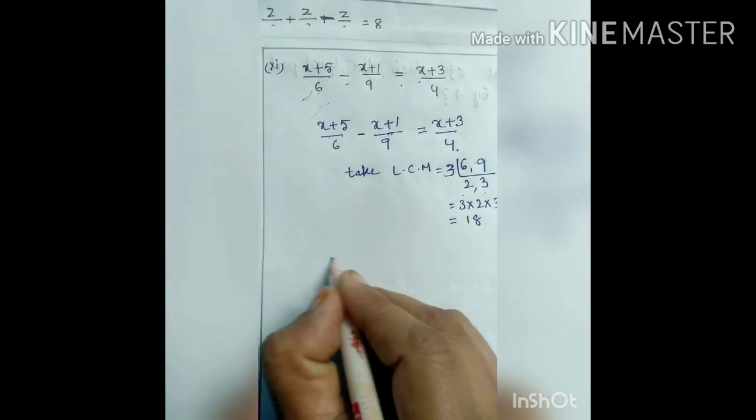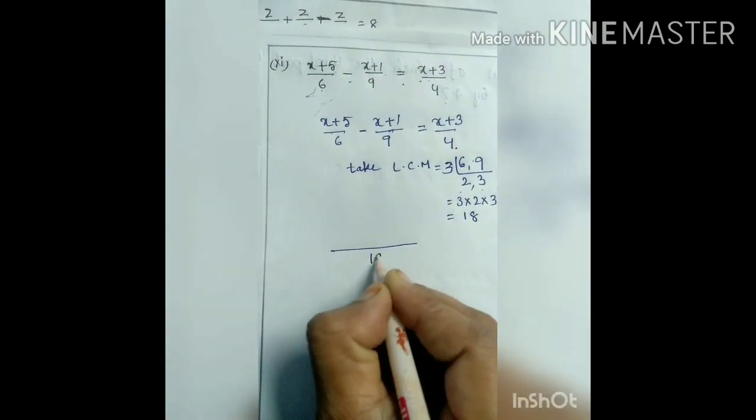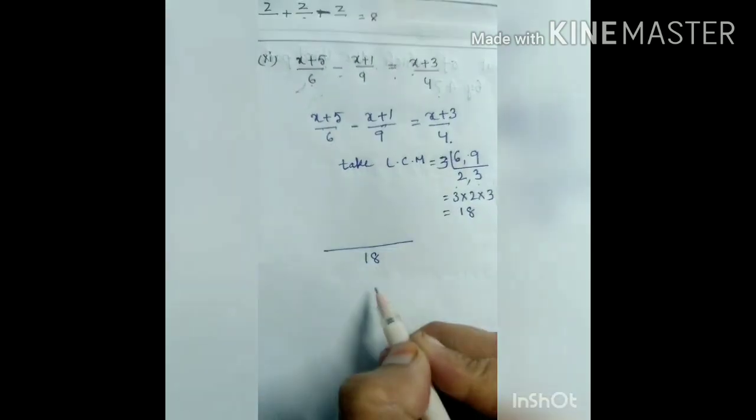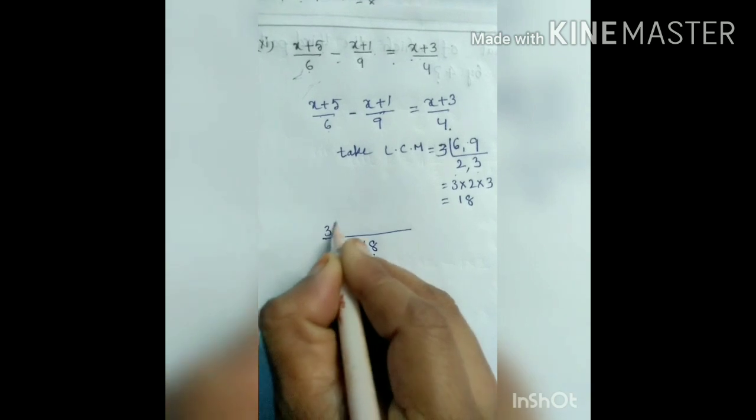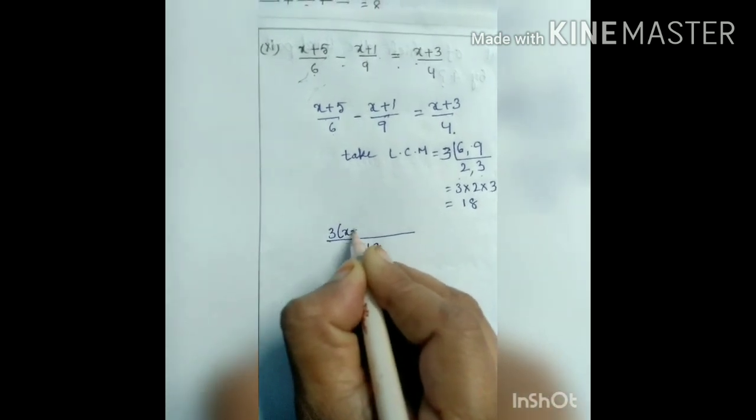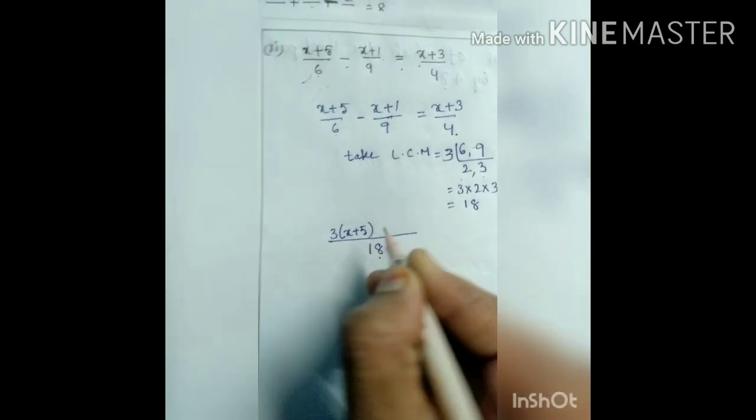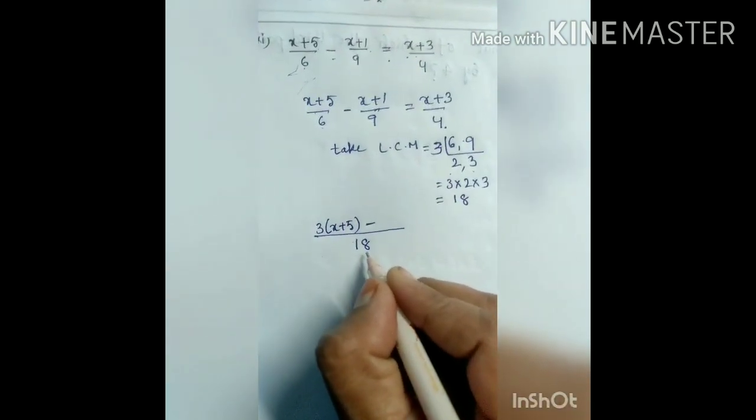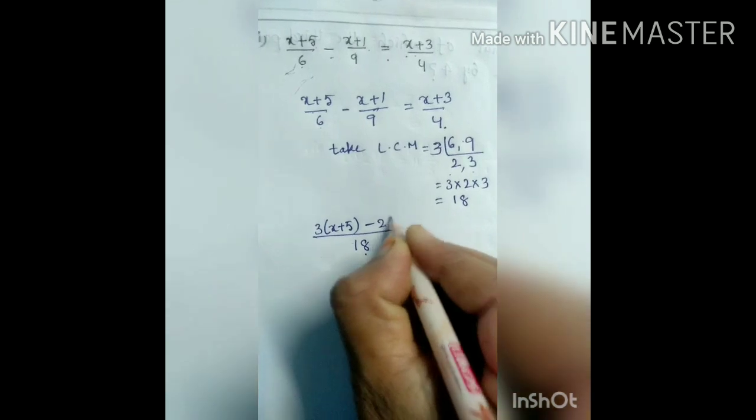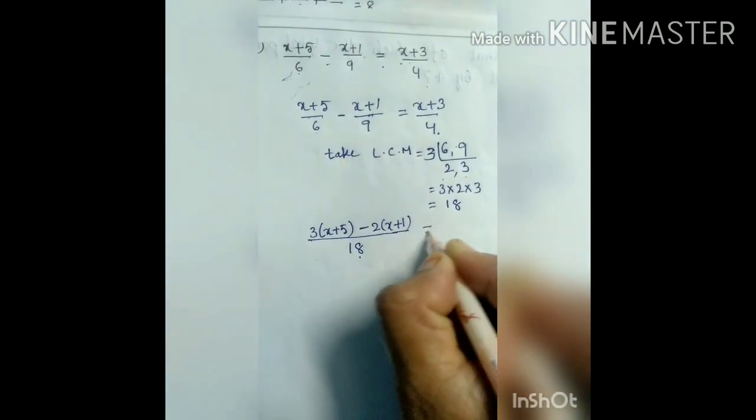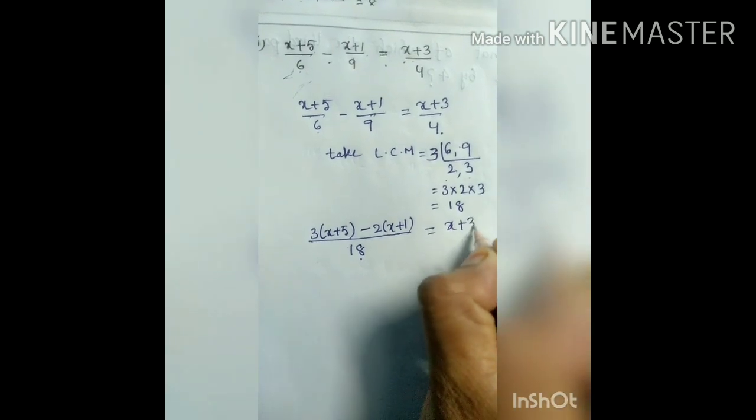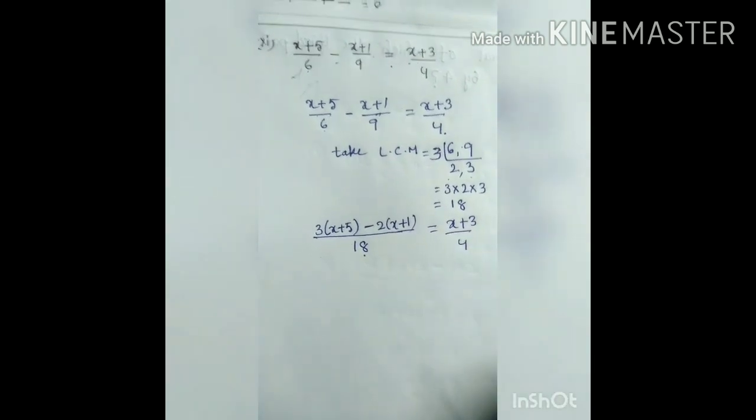Divided by 18. 6 how many times is possible in 18? 3 times. 3 6s are 18. 3 into the remaining numerator, x plus 5, minus 9. Here how many times is possible? 18, 2 times. So 2 into x plus 1 equal to x plus 3 by 4.